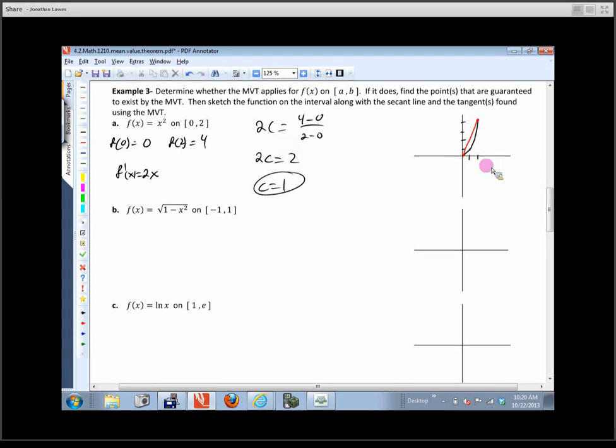And then if we look at this, right here we have a slope of 0. Right here we have a slope of 4. Right about there, it looks like that would be the place where the secant line and the tangent line would have exactly the same slope. Okay? So f prime of 1 is equal to 2. This is the instantaneous rate of change, and it equals the average rate of change right there. Make sense? Okay. Let's take a look at the next one.